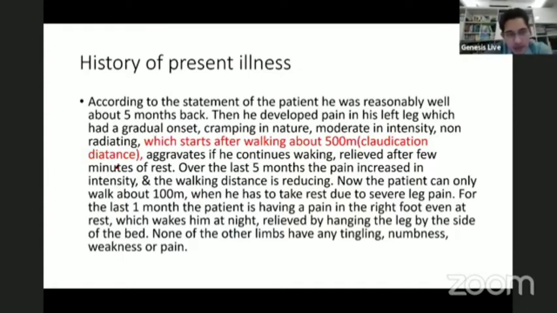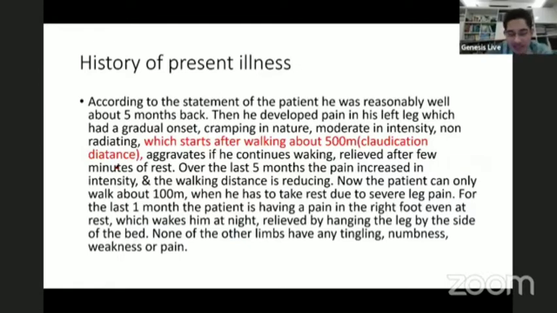Let's see what I wrote. According to the statement of the patient, he was reasonably well about 5 months back. Then he developed pain in his left leg, meaning the left calf muscles, which has gradual onset, is cramping in nature, moderate in intensity, non-radiating. Now, this is the important part, which starts after walking about 500 meters. Now, remember, this pain was not there when the patient took the first step. It was not there, but it gradually started when the patient walked roughly half a kilometer.